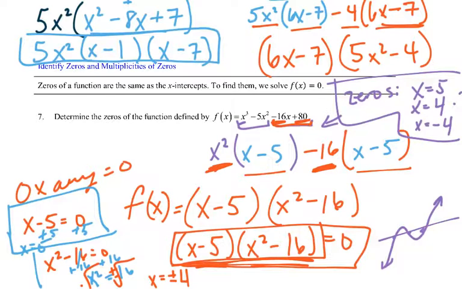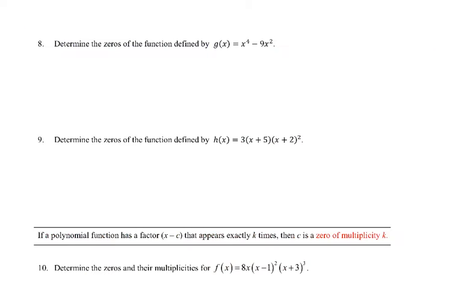All right, we're going to look at another example. We're going to determine the zeros of the function defined by g of x equals x to the 4th minus 9x squared. So again, first thing we want to do is factor that. G of x equals, I can pull out an x squared from both of them, which will leave me with x squared minus 9.